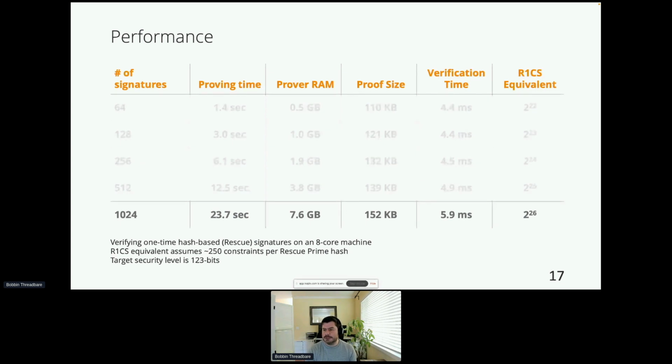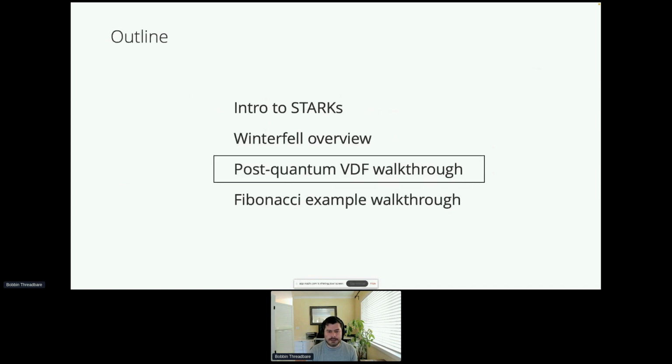All right. This covers my overview, and then the next thing would be to work on the post-quantum VDF. I'll do a quick intro, and then we'll do coding of the VDF.